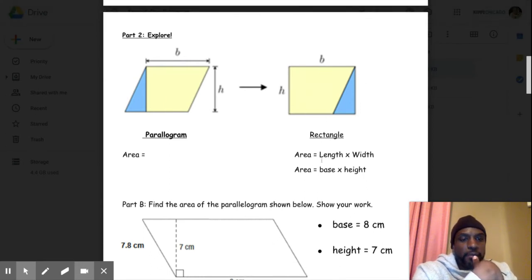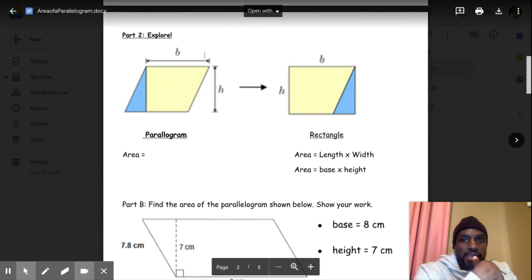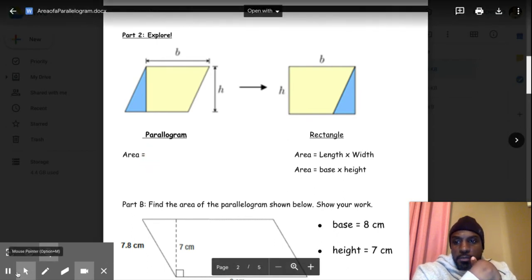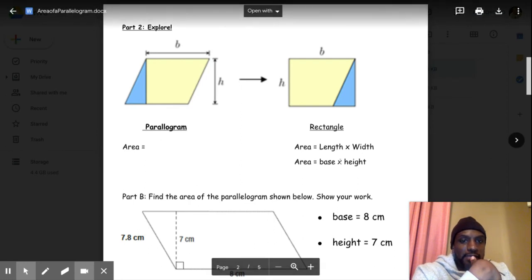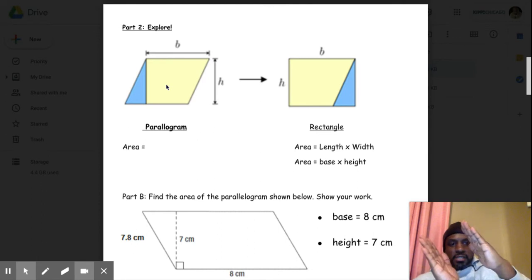Now, what's the area of a rectangle? Length times the width. This will be my length. This will be my width, right? But look at that. That's also my base and my height. So the area of a parallelogram will be base times the height, or the length times the width, because a parallelogram is nothing but a rectangle that's been tilted over to the side.